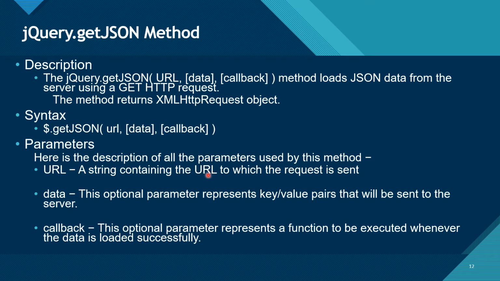The URL is a string containing the URL to which the request is sent, and data is an optional parameter which represents key-value pairs that will be sent to the server, and the callback method is an optional parameter which represents a function to be executed whenever the data is loaded successfully. So in the next slide we will discuss an example.